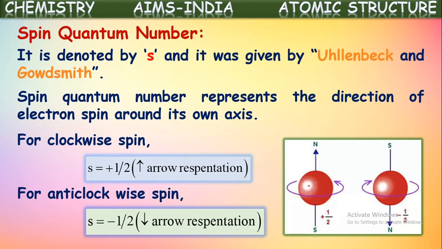Okay, in this way, spin quantum number has two values, minus half and plus half. It means two types of self spins are possible for electrons. One is the clockwise spin, the other one is the anti-clockwise spin. If an electron is having clockwise spin, S is equal to plus half. If the electron is in the anti-clockwise spin, then S value is given as minus half. Now, this is about the spin quantum number.